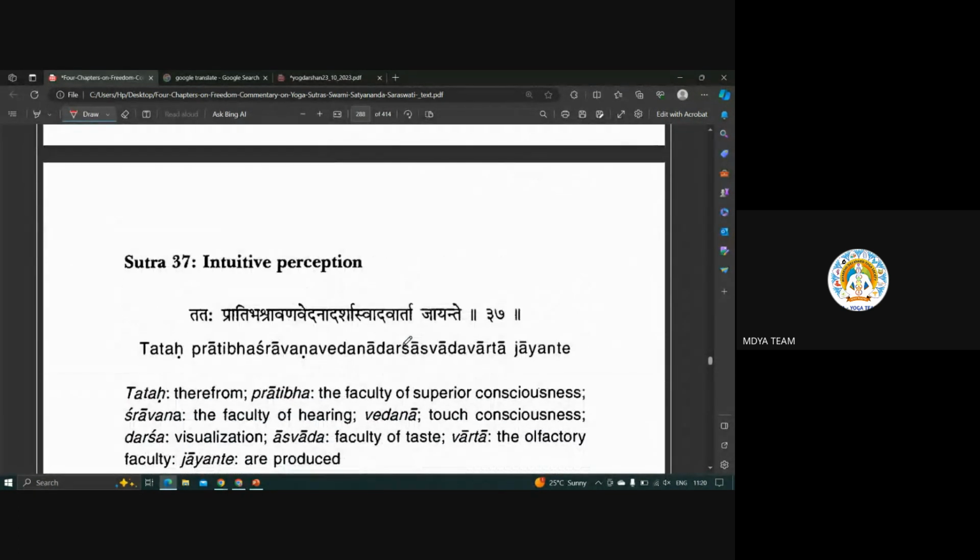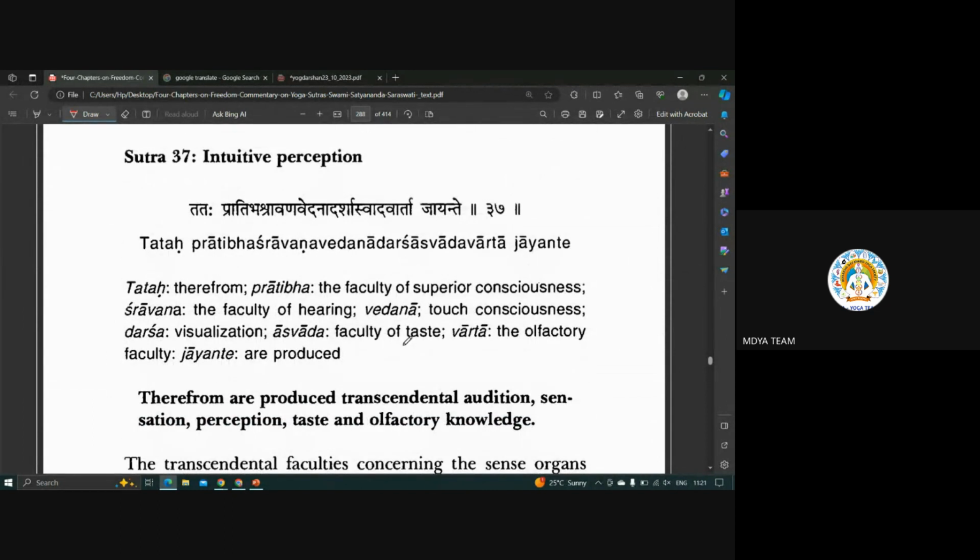Next, as we also know very well, Purusha is the soul. If we get the knowledge of the soul, then automatically many kinds of siddhis we will also get. In the next sutra, he is telling, as in the previous we discussed the knowledge of the Purusha, that with that knowledge, Pratibha, Shravana, Vedana, Adarsha, Aswada, and Varta jayante. So these special six kinds of siddhis the yogi will also get.